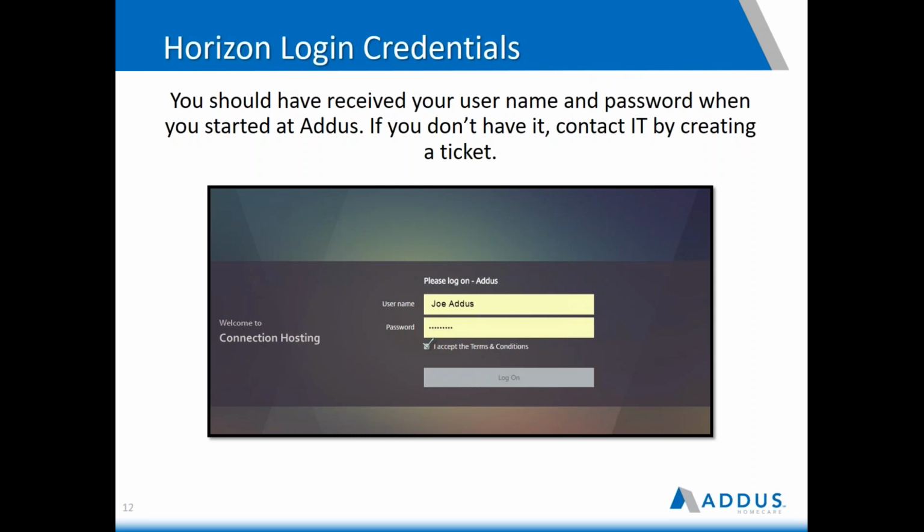Once you click on either the icon on the wiki or the icon on your desktop, you will see the login credentials. And of course, you would put your username, password, check the box, I accept the terms and conditions, and then you click on log on. You should have received your username and password when you started at Addis. If you don't have it, please contact IT by creating a ticket.